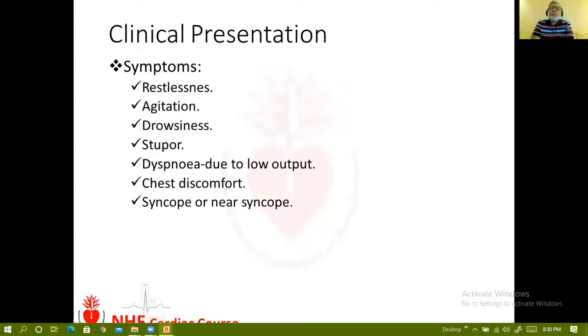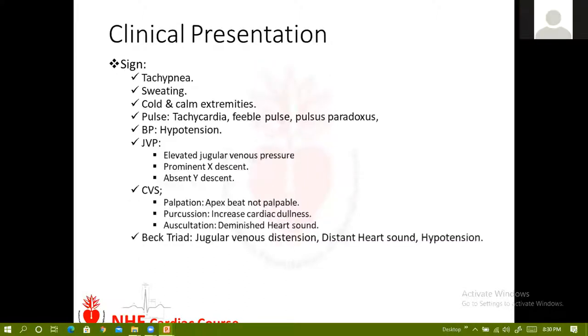Clinical presentation of the pericardial tamponade. Symptoms: the patient is restless, with agitation, drowsiness, stupor, dyspnea due to low output, chest discomfort, syncope or near syncope. Signs: tachypnea, sweating, cold and clammy extremities, tachycardia, feeble pulse, and pulsus paradoxus.